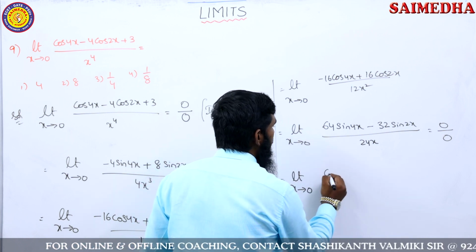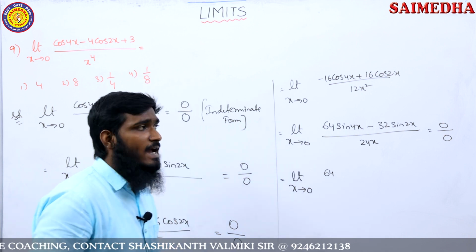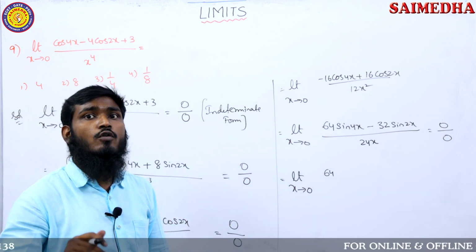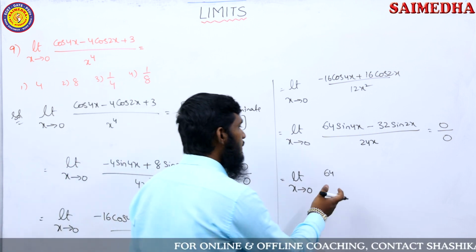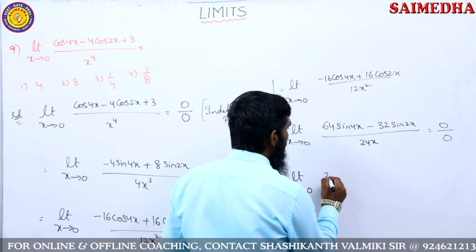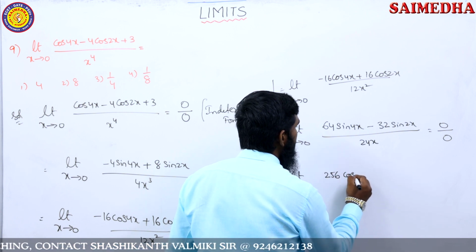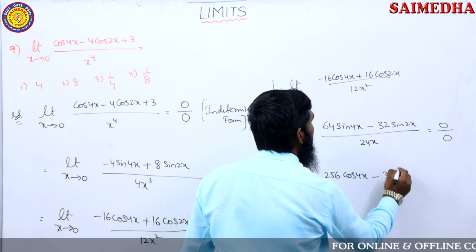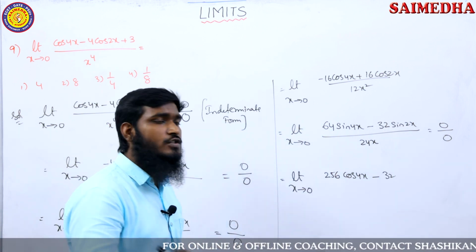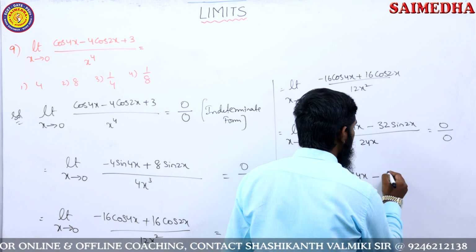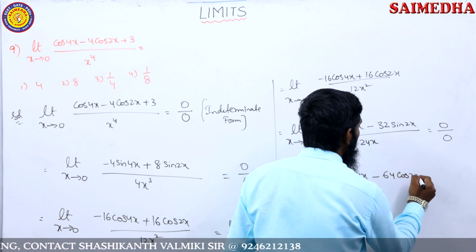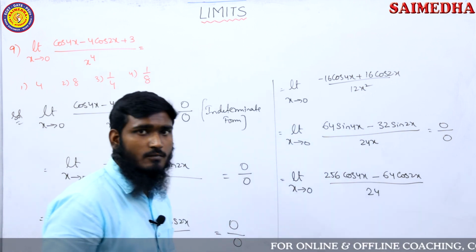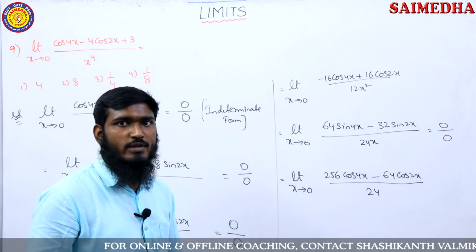Okay, now 64 is as it is. Now sin 4x is there. What is the derivative of sin 4x? 4 cos 4x. So 64 times 4 is 256, then this is cos 4x. Then this is minus 32 which is already there. Then sin 2x means 2 cos 2x, so 32 times 2 is 64 cos 2x, divided by this will be 24. Understood this point? Now we have to substitute the x value.